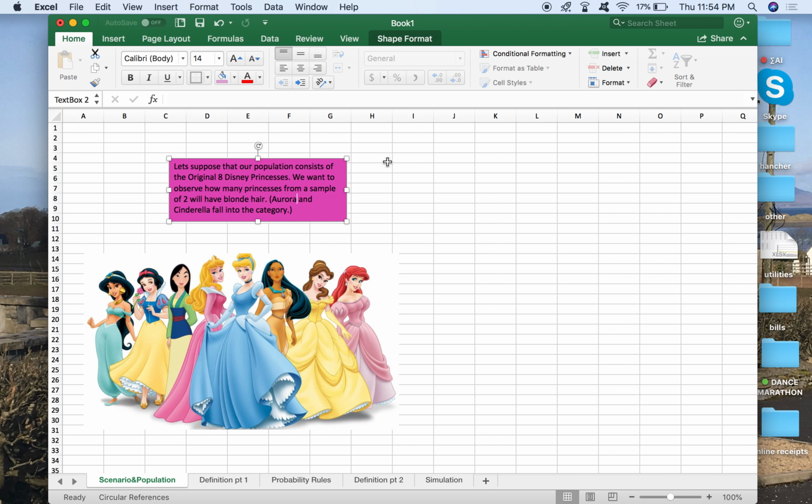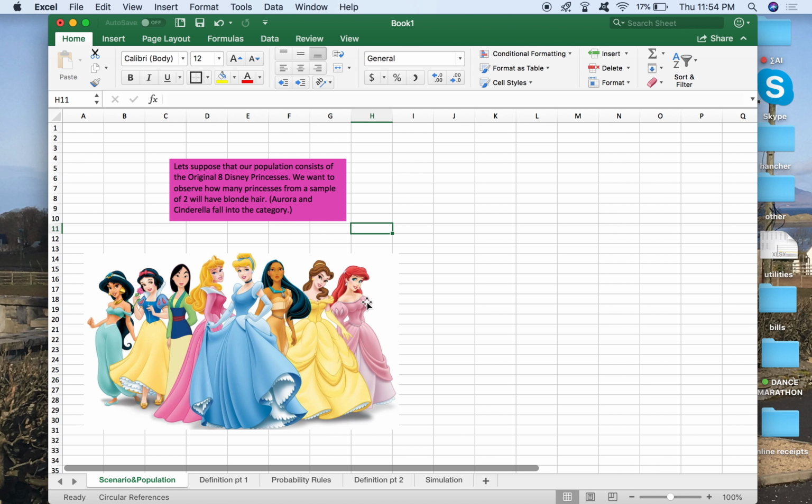Hi all. So for discussion 6, I chose to use the original 8 Disney princesses as my population sample. Also, a note before I started this, I didn't realize that going through everything would take as long as it did, so that's why it is not turned in at 11 o'clock, but I've gone through it and I hope it's fully done. So I said, let's suppose our population consists of the original 8 Disney princesses.